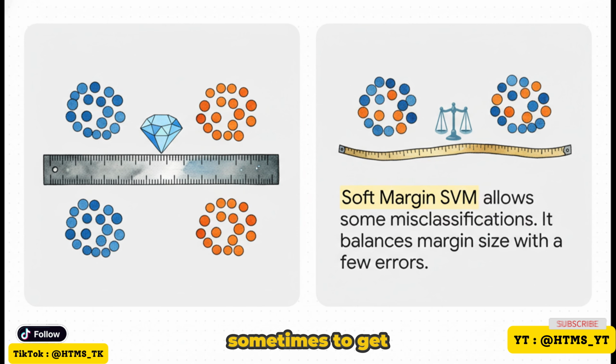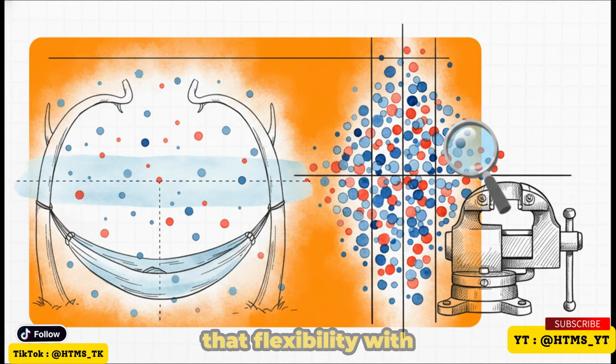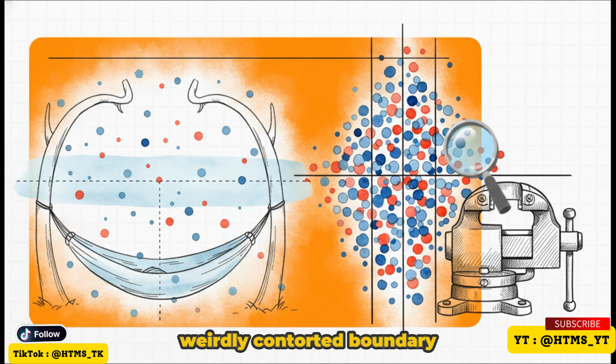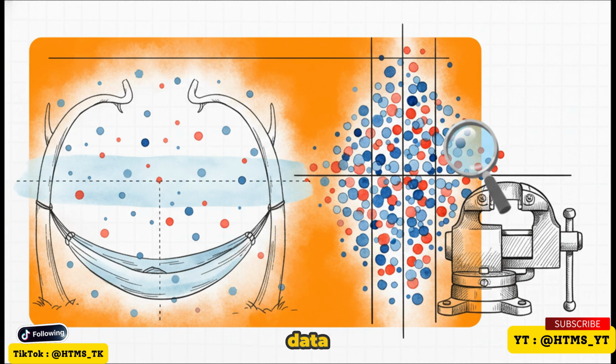It understands that sometimes to get a better overall boundary, you might have to let one or two points end up on the wrong side of the line. And we control that flexibility with something called the C parameter. Just think of it as a strictness knob. If you crank C way up, the SVM becomes a perfectionist. It will try to classify every single point correctly, even if it means creating a weirdly contorted boundary that won't work well on new data. That's called overfitting. But if you turn C down, the model relaxes. It prioritizes a nice wide, stable margin, and it's okay with a few outliers being misclassified.